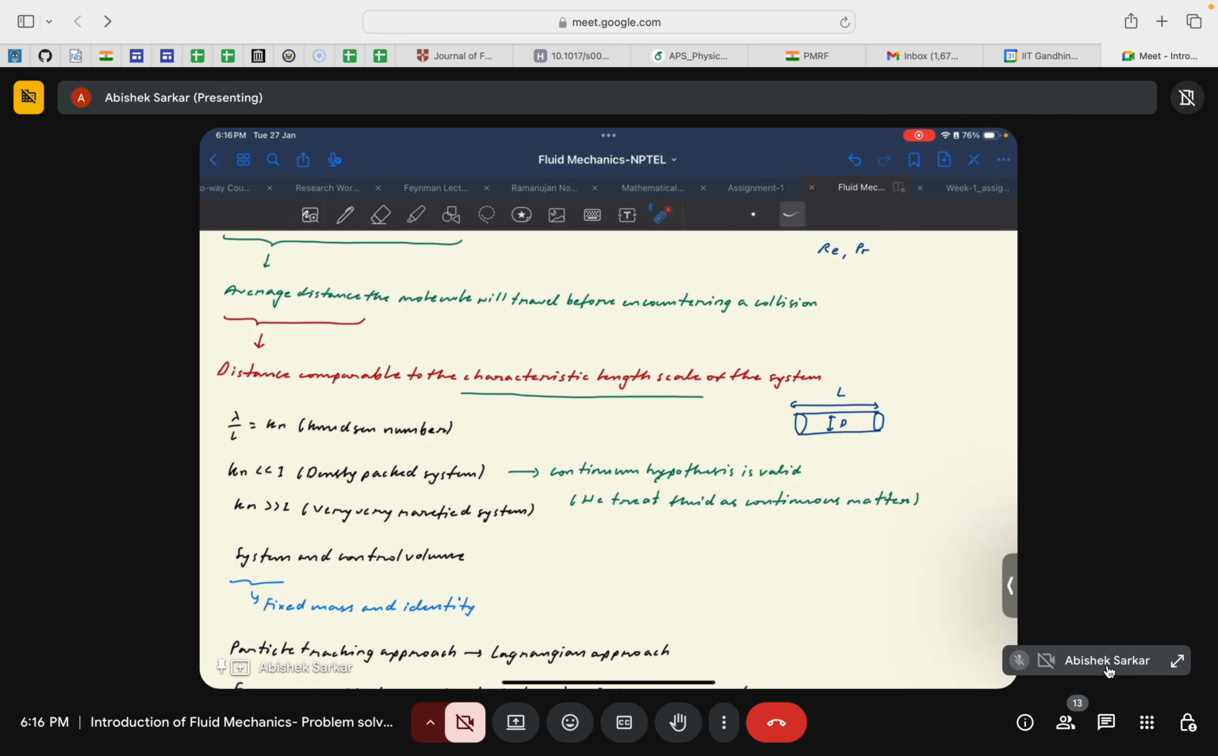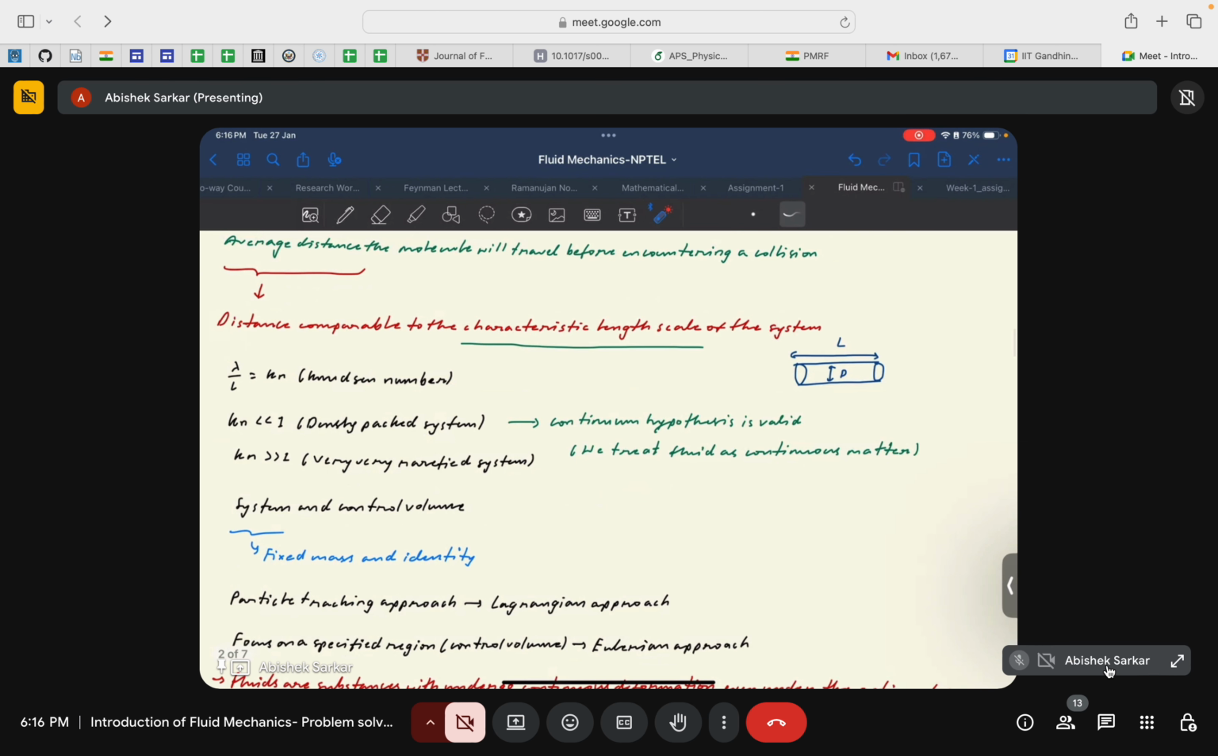So if this lambda by L is very small than 1, it would mean that the system is very densely packed. So particles are very close to each other. That's why the mean free path is very small compared to the characteristic length scale. So it basically implies the Knudsen number Kn is very small, and it is in this regime where the continuum hypothesis is valid.